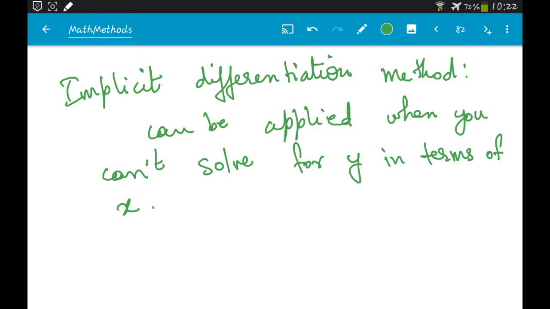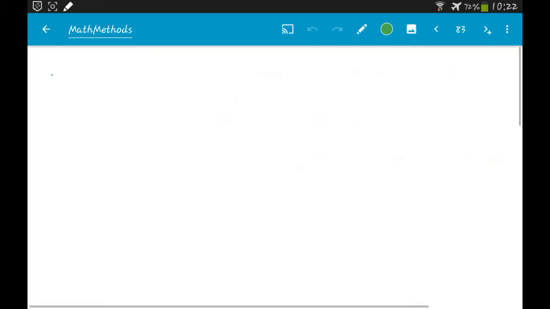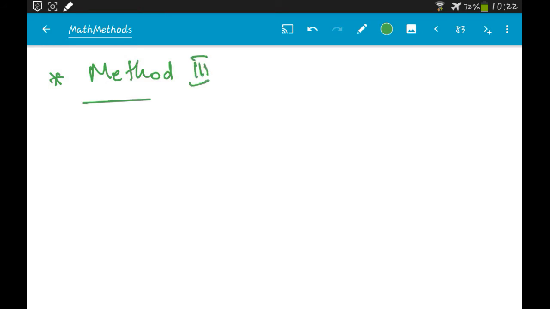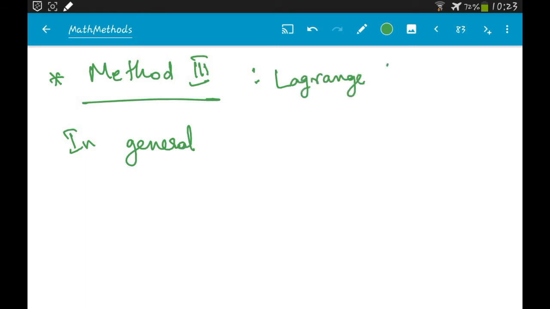We have still not looked at the Lagrange multiplier, so let's look at that now. So let's look at method 3. So what is method 3? Method 3 is Lagrange multipliers.